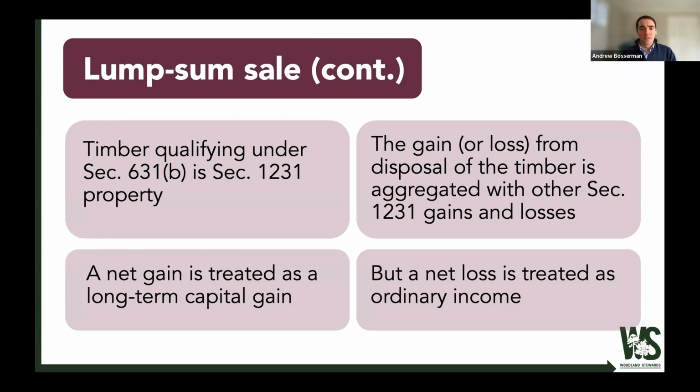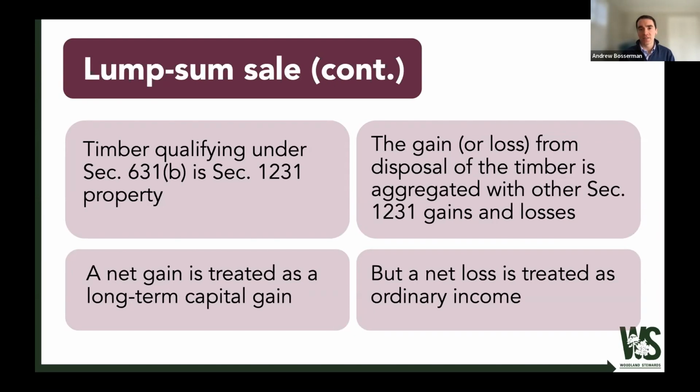So more about the lump sum sale. Timber qualifying under Section 631(b) in a lump sum sale is what's known as Section 1231 property. And 1231 property is really the best of both worlds in the Internal Revenue Code, because if you have a net gain, it's treated as long-term capital gain, meaning you get those lower tax rates.